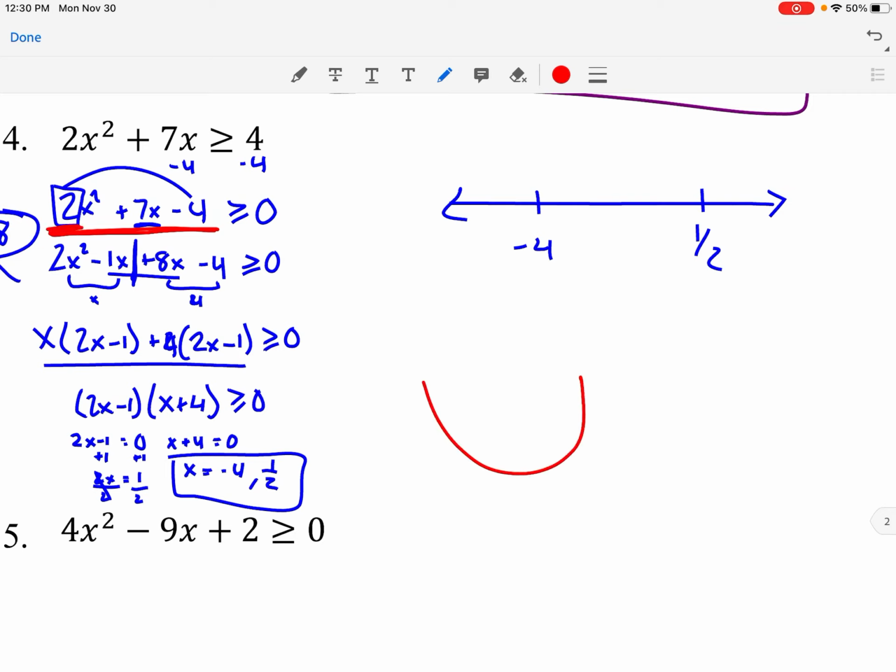If it's positive, it goes this way. If it's negative, it goes this way. So for us, this is positive. So if I did graph this, it would go this way. And what we just solved for are actually our x-intercepts.